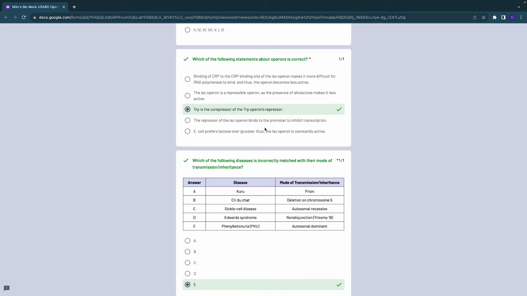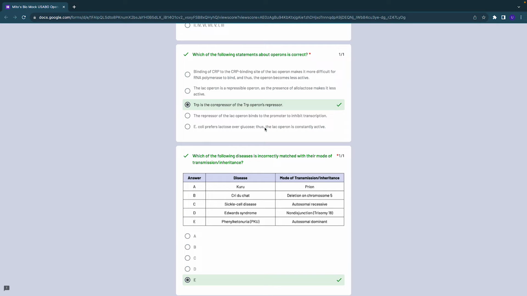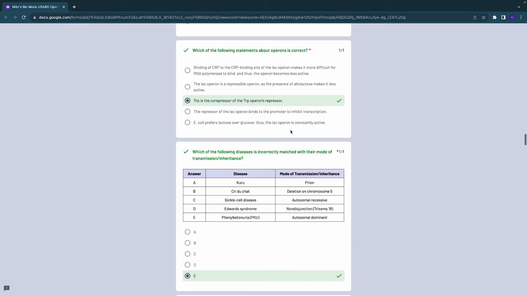Okay, which of the following statements about operons is correct? Basically all of these are incorrect. Binding of CRP makes it easier for RNA polymerase to bind. The lac operon is an inducible operon, and this is correct. The repressor of the lac operon binds to the promoter to inhibit transcription. It binds to the operator, not the promoter. And E. coli prefers glucose over lactose, and the lac operon is not constantly active.